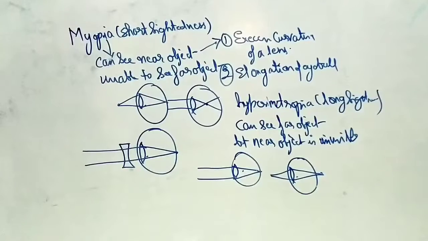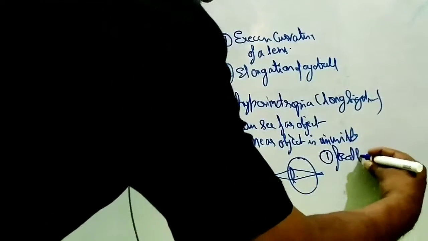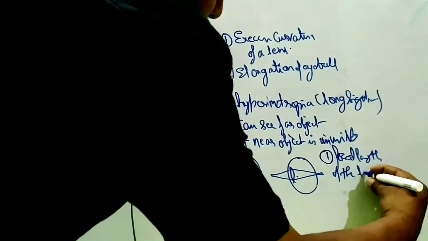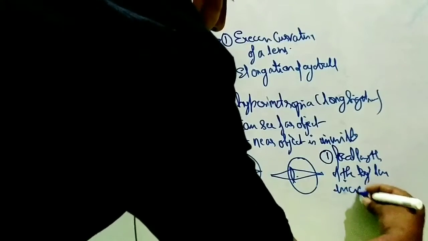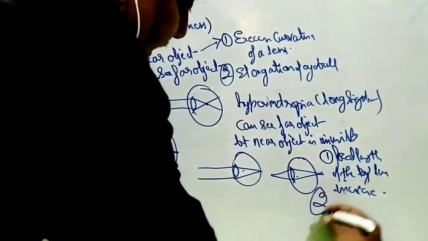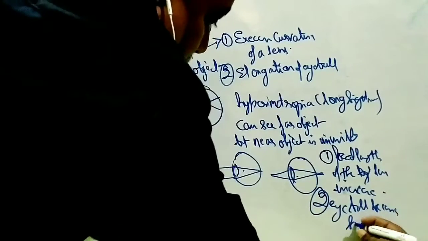Now why this happens? There are two reasons. First reason is that the focal length of the eye lens is increased. First is the focal length of the eye lens increases. Second effect is the eyeball becomes small.